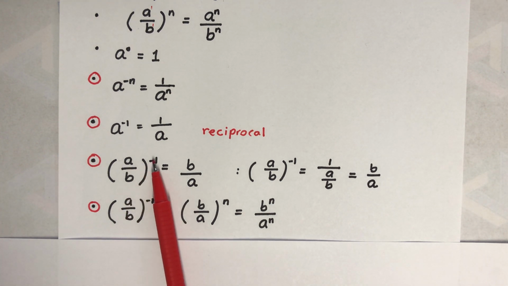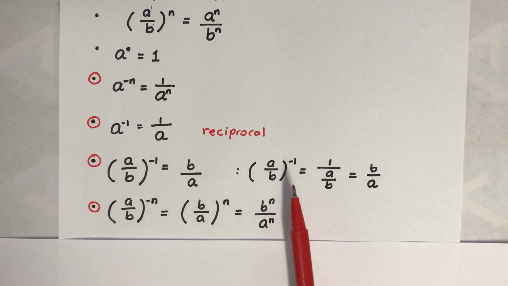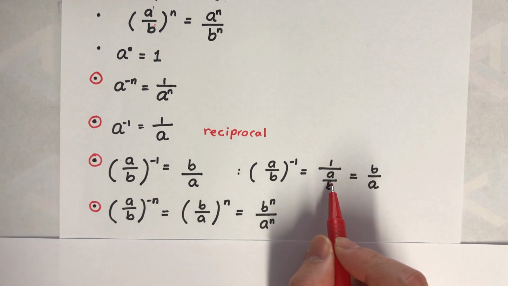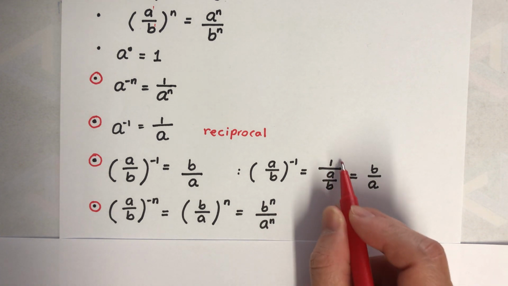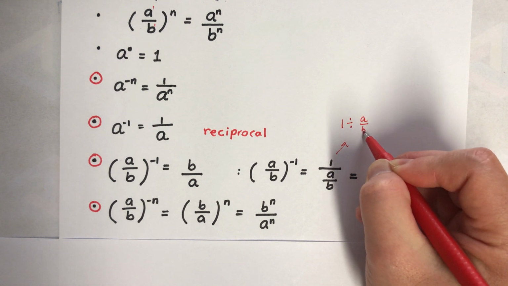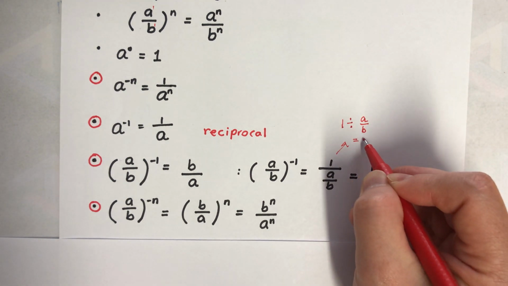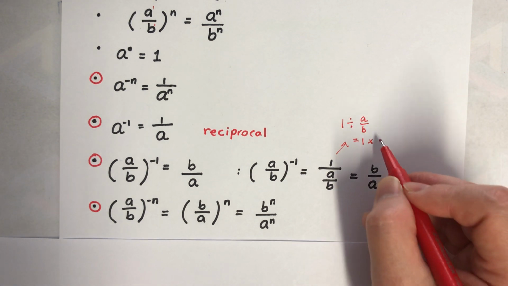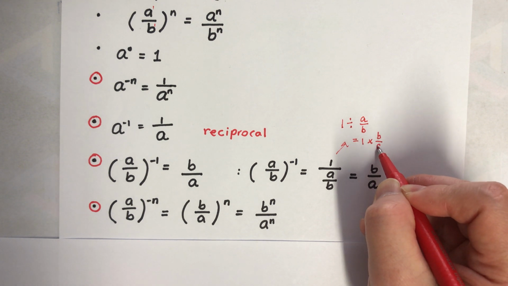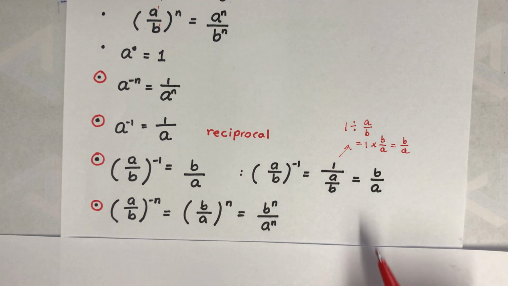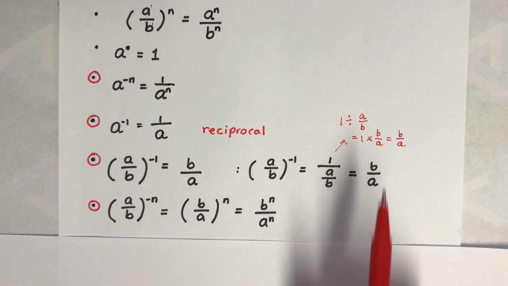So here it's a negative 1, isn't it? The reciprocal of a over b is 1 over a over b, which flips to b over a. If you have a problem with going from here to here, think about this: the whole thing is really 1 divided by a over b, isn't it? And when you divide, you flip the second fraction, so it'll be 1 times b over a, which is equal to b over a. That's how it goes from there to here.